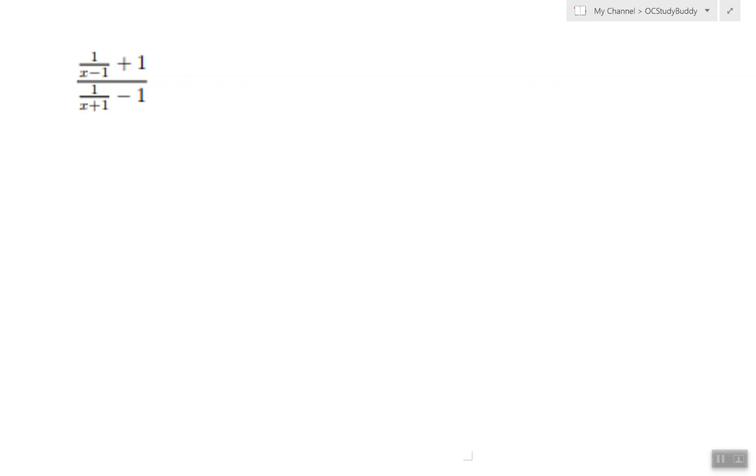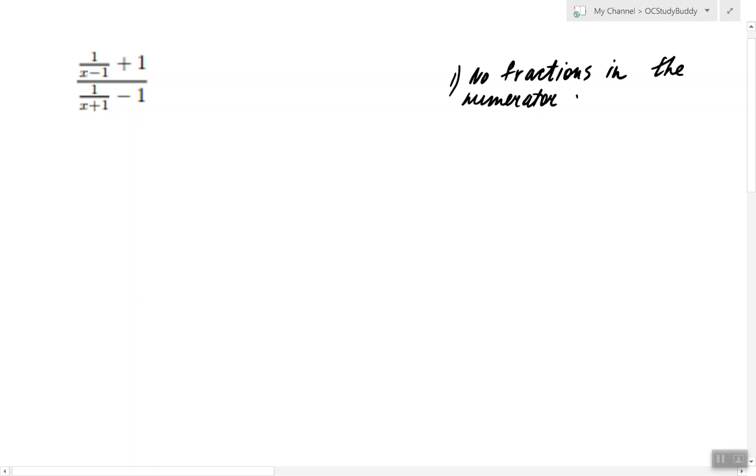In this video, I'm going to show you how to simplify a rational expression using the method of clearing the fractions. So first, let's recall what it means to simplify a rational expression. It means two things. First, we shouldn't have fractions in the numerator and the denominator. And then we have to make sure that the rational expression is written in reduced form.